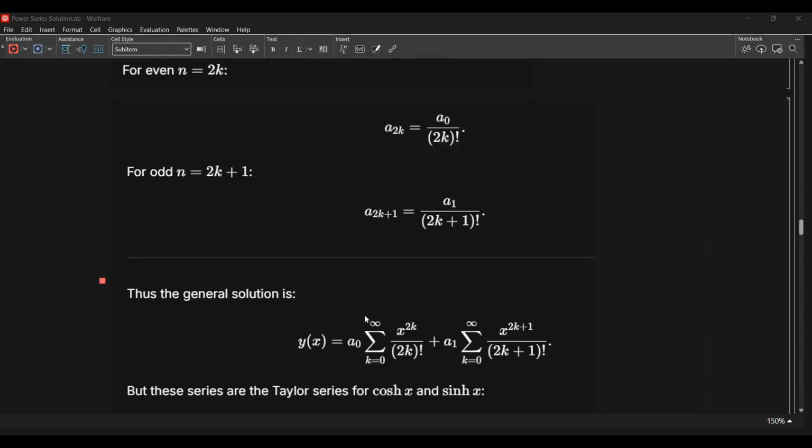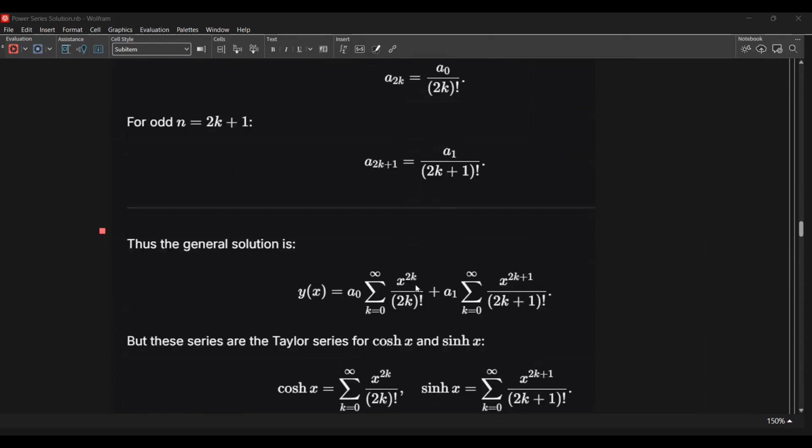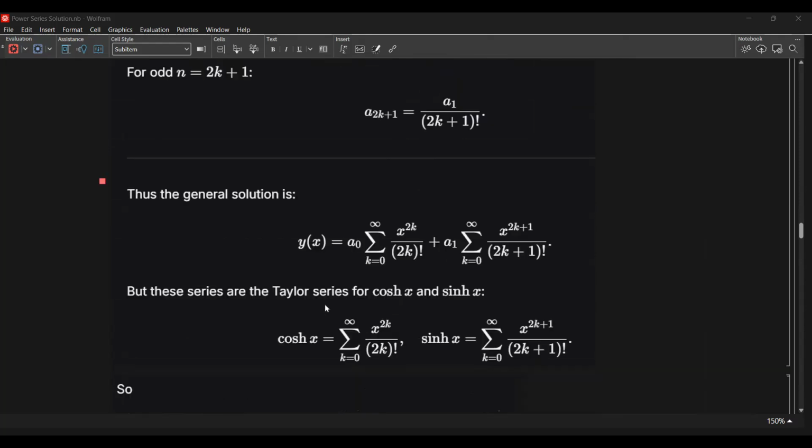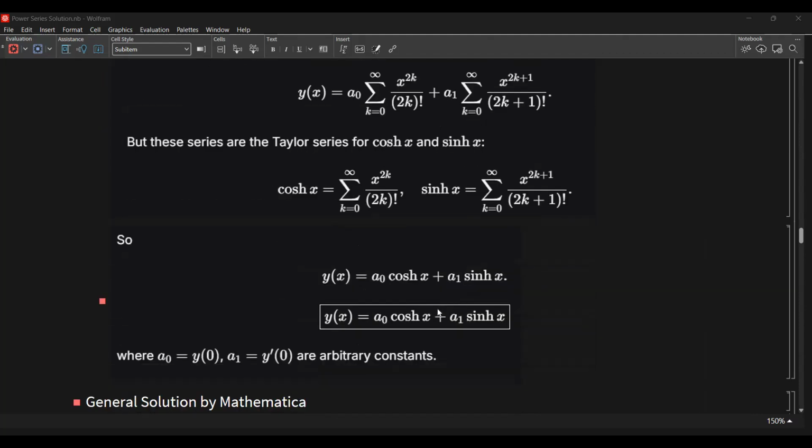Thus the general solution is y of x, the sum of the even solution and the odd solution. But these series are the Taylor series for hyperbolic cosine x and hyperbolic sine x. So we have the solution now equal to a sub 0 times hyperbolic cosine x plus a sub 1 times hyperbolic sine x. Here a sub 0 equal to y of 0 and a sub 1 equal to y prime of 0 are arbitrary constants.